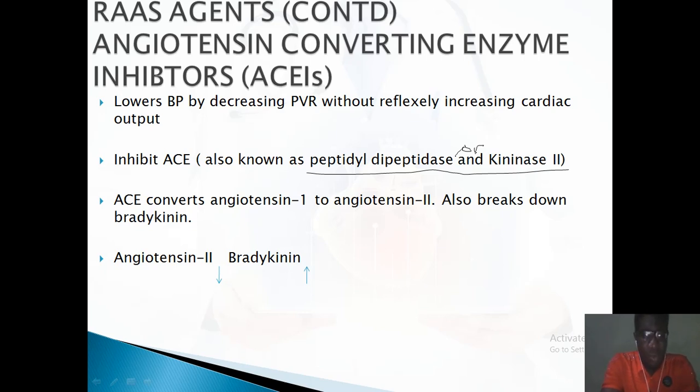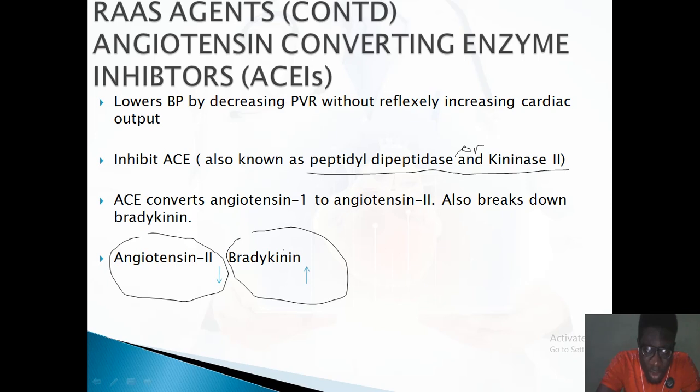So what is the function of angiotensin converting enzyme? As you have seen in our RAS pathway, it converts angiotensin 1 to angiotensin 2. But one thing we didn't see in that RAS pathway was that angiotensin converting enzyme also breaks down bradykinin. You get? So by inhibiting angiotensin converting enzyme, it means that angiotensin 2 is going down while bradykinin is coming up.